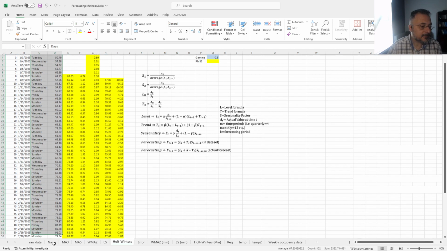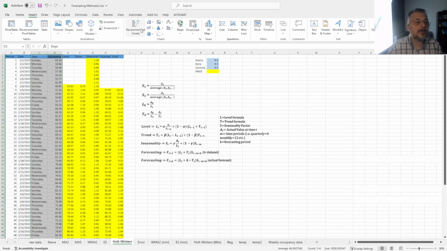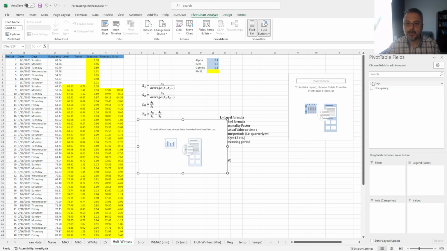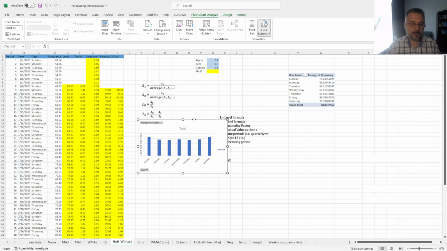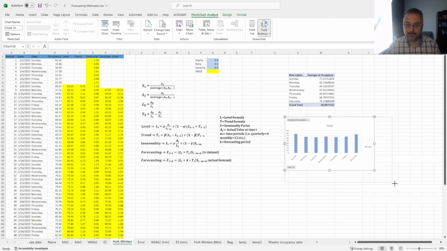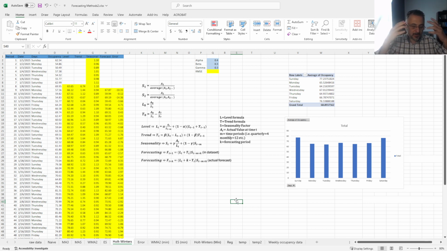Let's create a pivot this time. I don't want it somewhere else, I want it here. I want days and occupancy. No, I don't want the sum, I want the average. Let's close this. If you look here, you can see that Sunday and Saturday are the busiest days for this property.